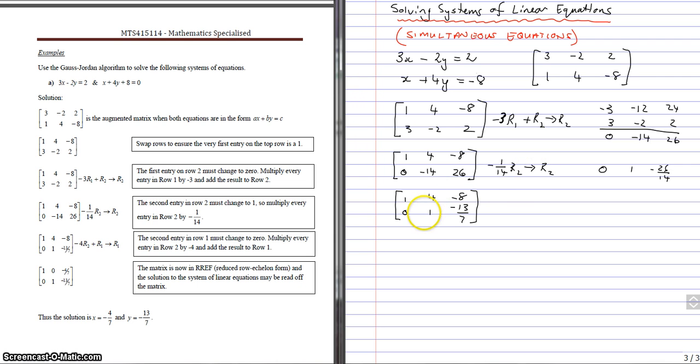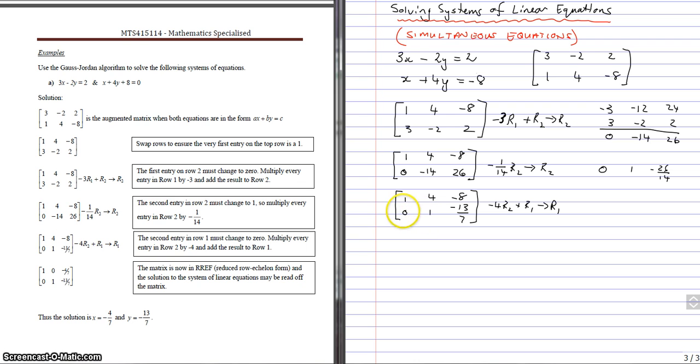Now that its leading entry is 1, all other entries in that same column must be 0. So our 4 needs to change to a 0. So we're going to do a similar thing in changing row 1 the way we changed row 2 up here using this operation. So in order to change this to a 0, we need to multiply row 2 by negative 4 and add it to row 1, and that becomes our new row 1.